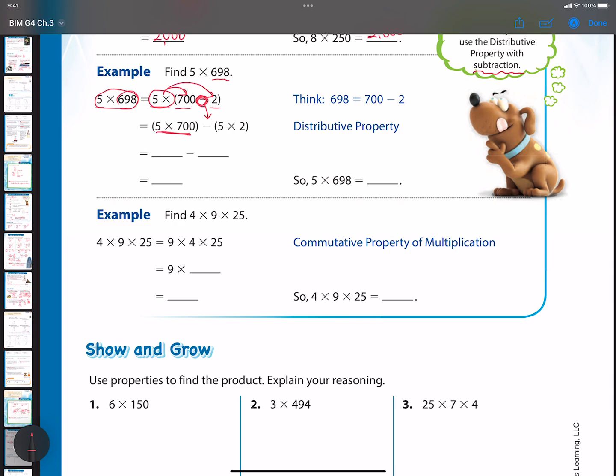Okay, now 5 times 7 is what? 35. And how many zeros? 2 more zeros. So it becomes 3,500. And 5 times 2? 10. All right, so 3,500 take away 10 is what? 3,490. Okay, so 5 times 698 is 3,490.